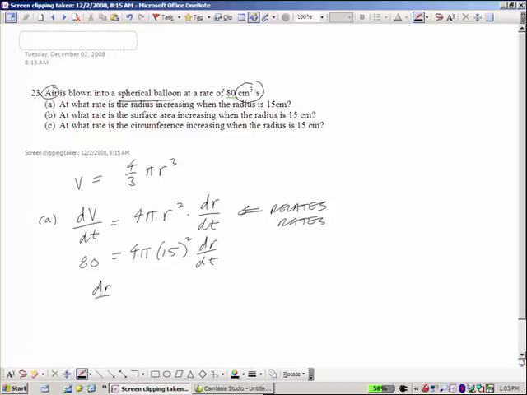Okay, so let's see. dr/dt, all right, 20 over 225 pi, 4 over 45 pi, I think. Wait, I'm doing that in my head. Where did you get that whole bottom part? Well, I know I have to divide by this. 15 squared is 225 pi, and 80 divided by 4 is 20. So I did 80 divided by 4, and then I put it all over 15 squared pi.